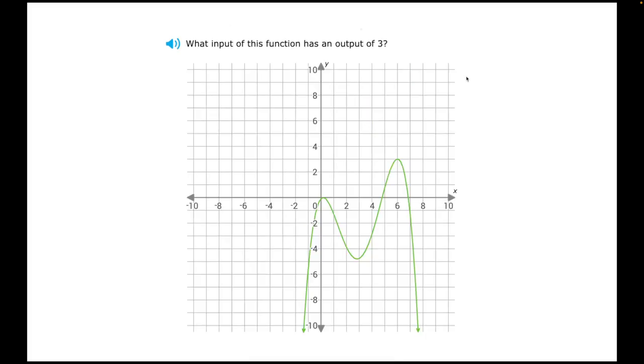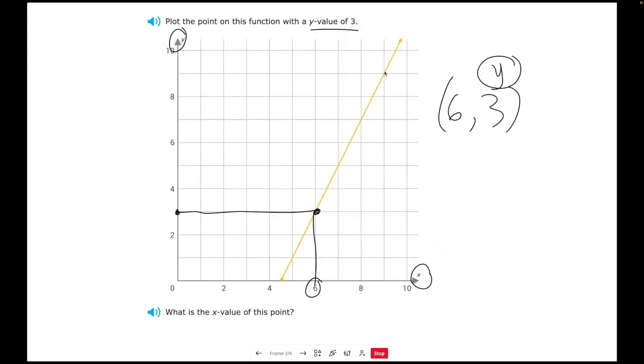For this problem, they use some slightly different words here. They use input and output. And so in function notation, the input is always your x, and your output is always your y. So this is saying if the y value is 3, what is the x value? So again, on the y-axis, we locate 3. And where on the graph are we hitting? It's here, right? And so this is 6, 3. So again, the answer is 6. Yep, same answer.